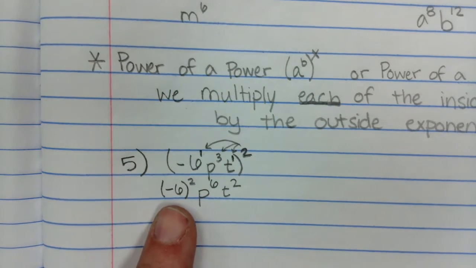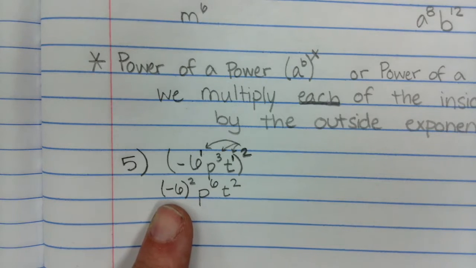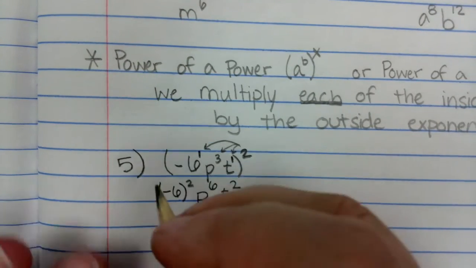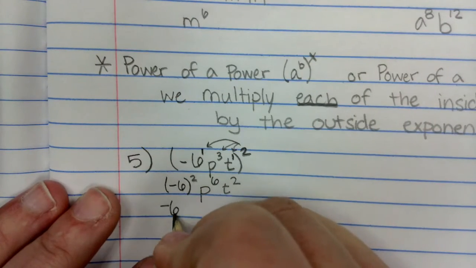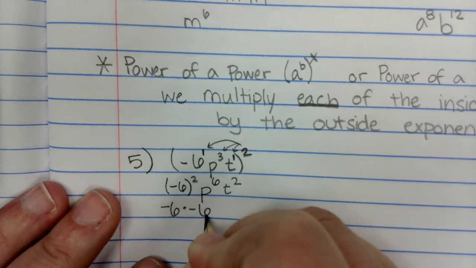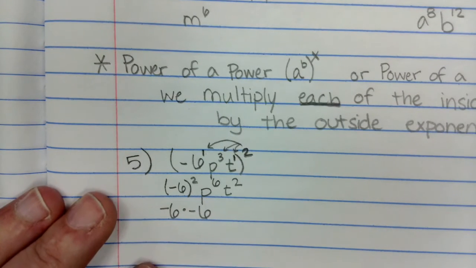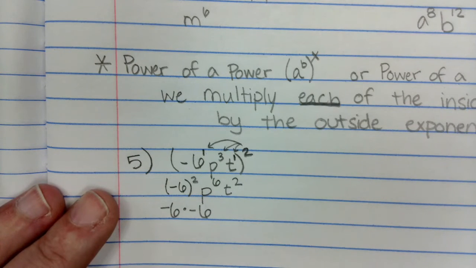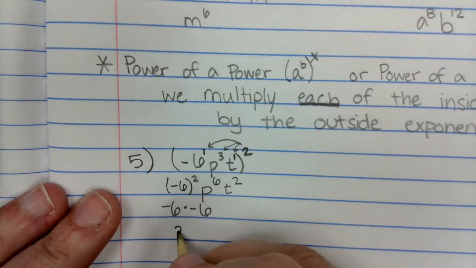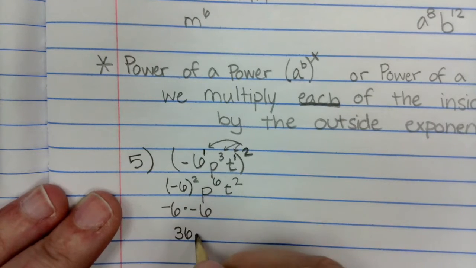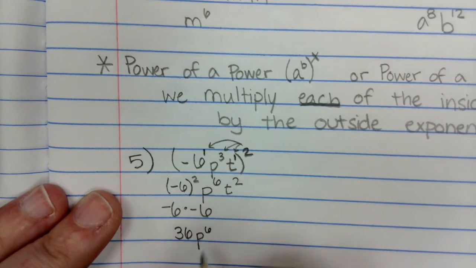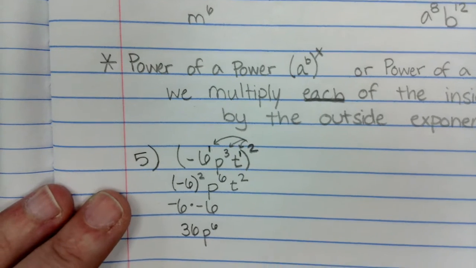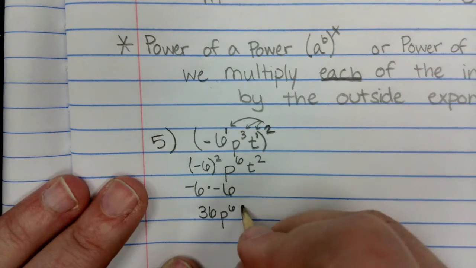So when we see negative 6 to the second power, what does that mean? Good. Negative 6 times negative 6. And what is negative 6 times negative 6? 36. So our final answer is going to be 36 p to the 6th power, t to the 2nd power.